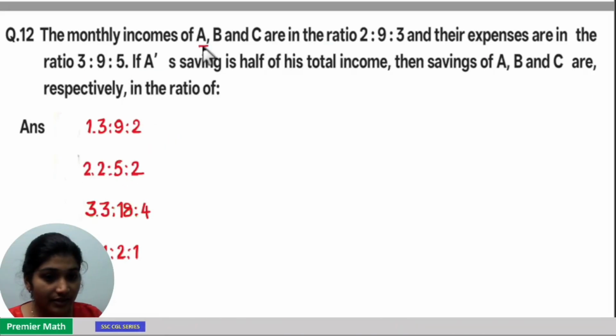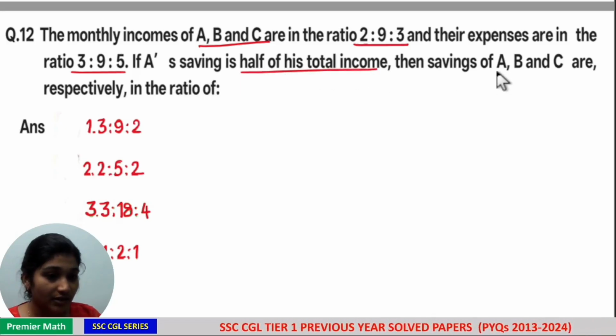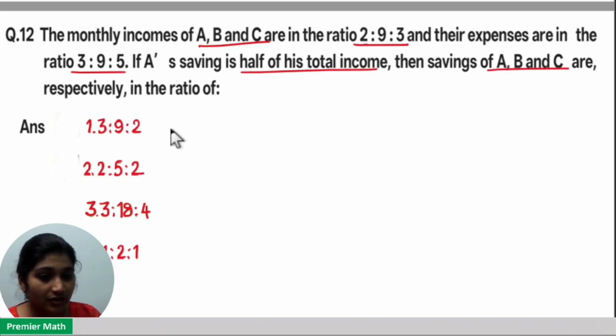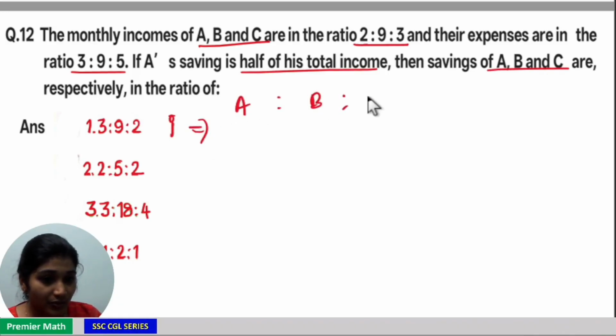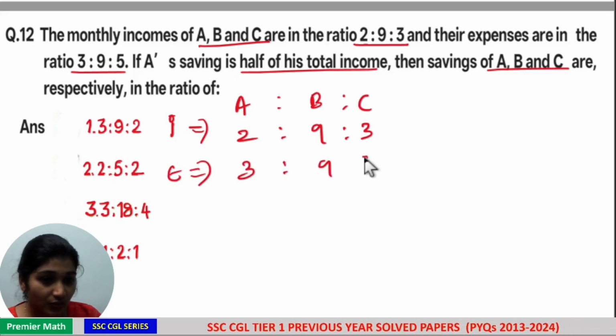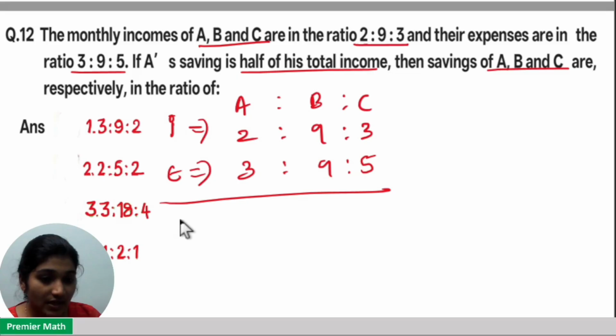The monthly incomes of A, B, C are in the ratio 2 is to 9 is to 3 and their expenses are in the ratio 3 is to 9 is to 5. If A's savings is half of his total income, then savings of A, B, C are respectively in the ratio of. Here, incomes of A, B, C are in the ratio 2 is to 9 is to 3 and their expenditures are in the ratio 3 is to 9 is to 5. Now we have to find out the savings ratio.